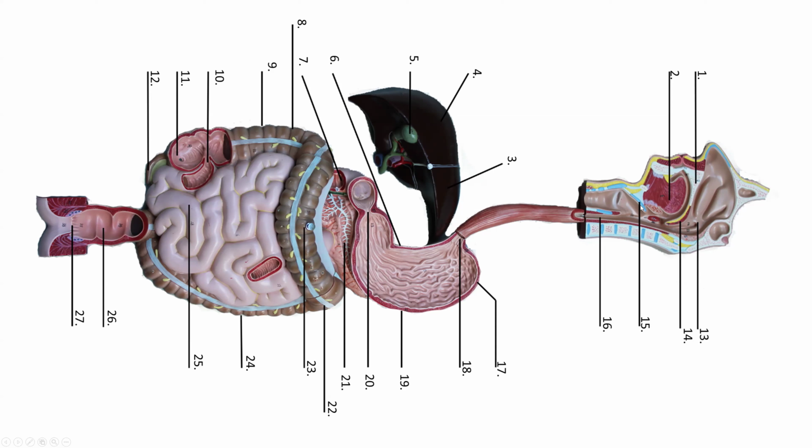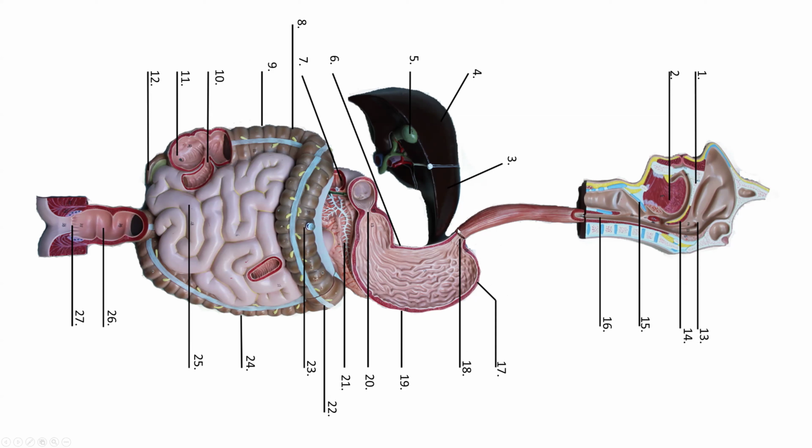15, part of the larynx. Epiglottis. And 16, part of this tube going down here. What do we call that tube where the food goes? Esophagus. Okay, 17, I think I was pointing to this general area up here. What would I call that area? Fundus. The fundus of the stomach.